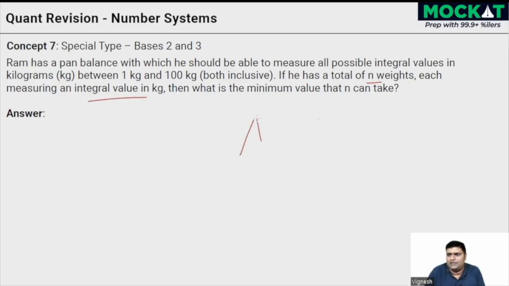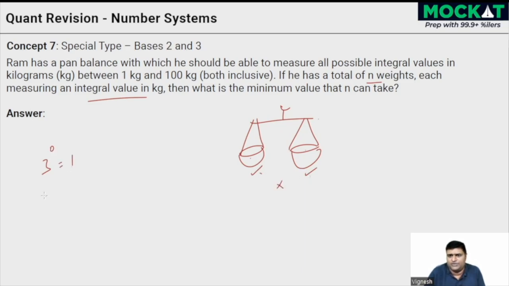Now in a pan balance, you can use these weights on either side, right? So you can be using it on the left hand side or the right hand side. So what are the weights required? Here you need three powers because you can use it on the left hand side or the right hand side or not use it at all. Three ways in which you can use it.